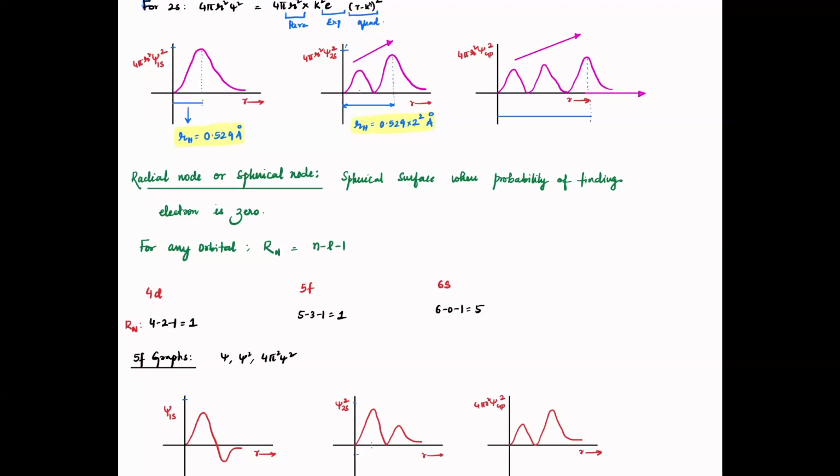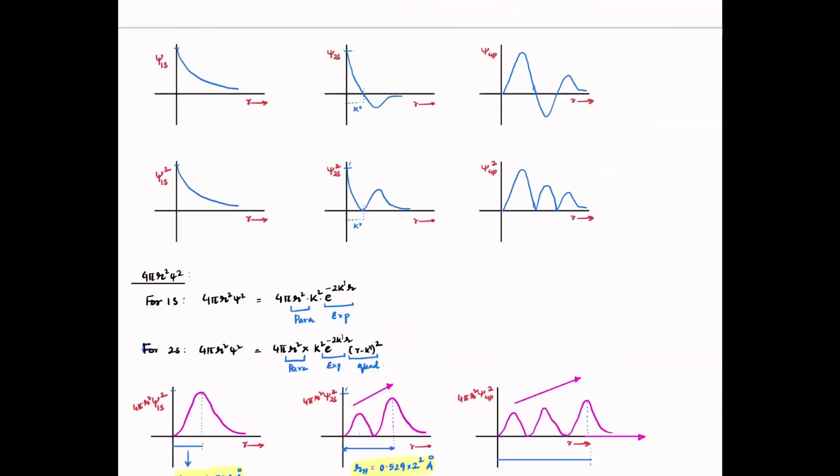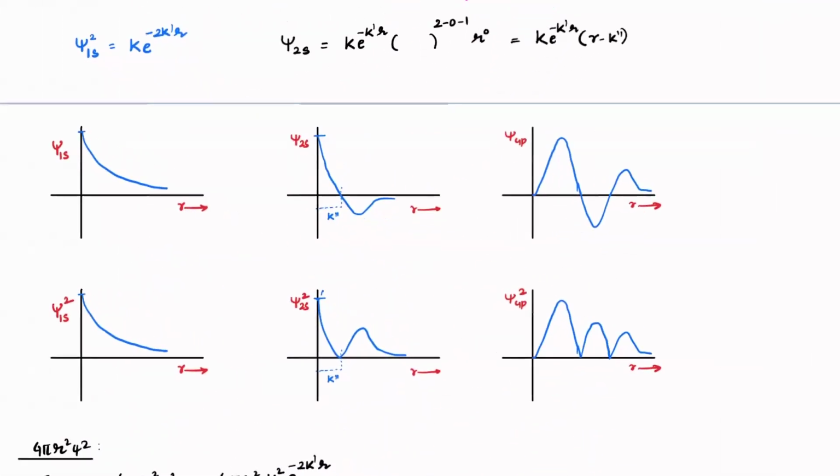I had a doubt. You said S orbital does not start from the origin. Correct. Only in the graph above, for psi and psi square, it starts somewhere from a point here, not from the origin. But if you take any other orbital, P, D, F, they all start from origin, in all cases. Okay?